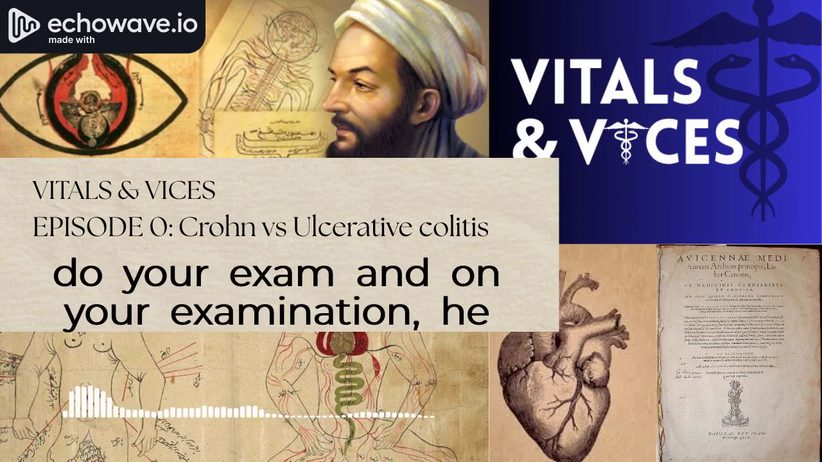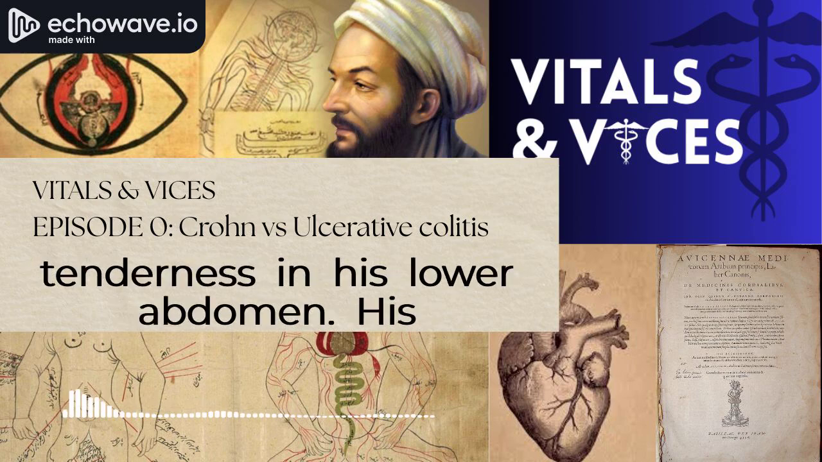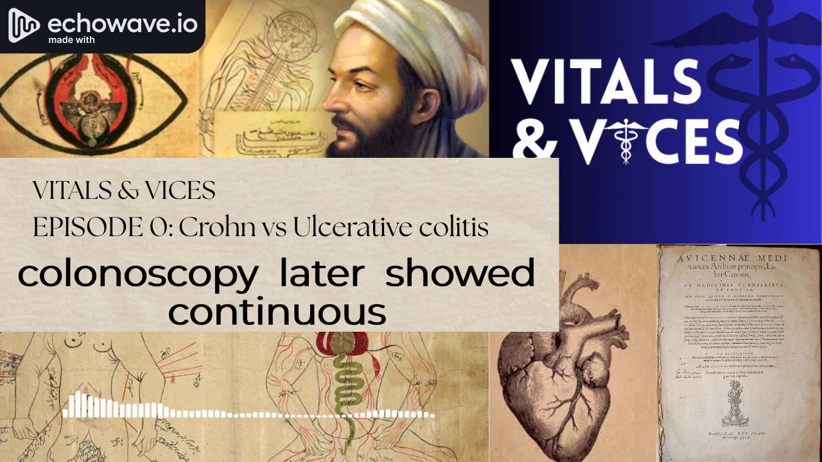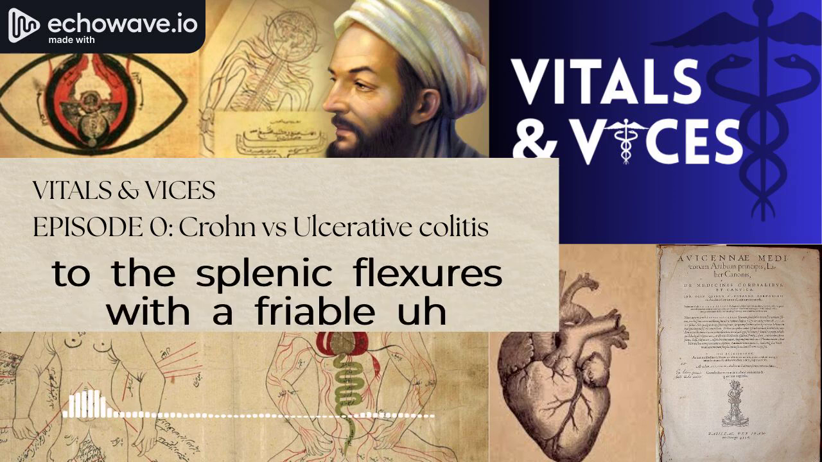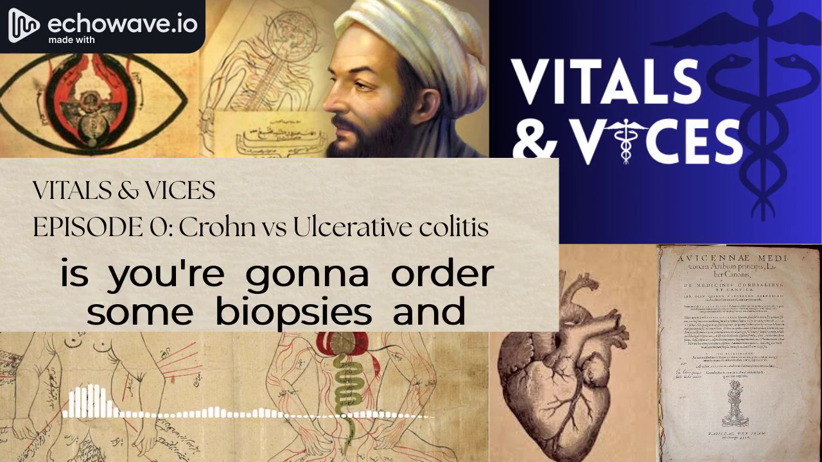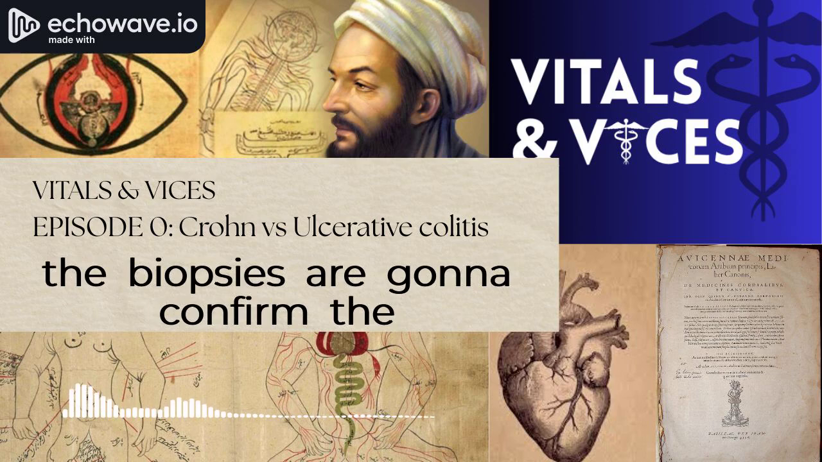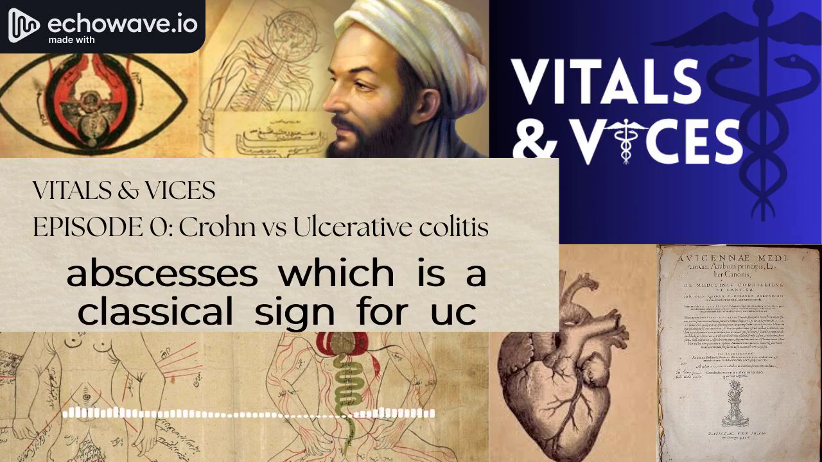So you're going to do your exam, and on your examination, he looks a bit pale, and you note some mild tenderness in his lower abdomen. His colonoscopy later showed continuous inflammation extending from the rectum up to the splenic flexure with a friable, edematous mucosa. And you're going to order some biopsies, and the biopsies are going to confirm the diagnosis by visualizing crypt abscesses, which is a classical sign for UC.